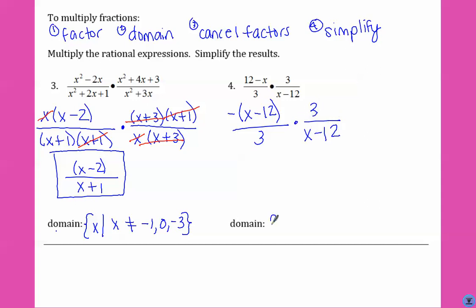Now we can state our domain, x, such that x does not equal 12. And now let's cancel our factors. 3's gone, 3's gone, x minus 12, x minus 12. All we're left with is a negative, and if everything cancels, it's considered a negative 1.